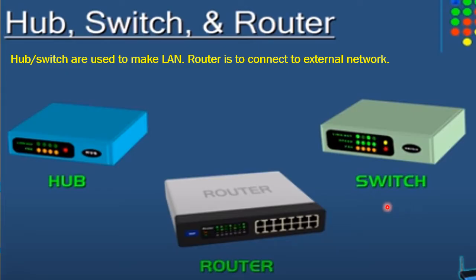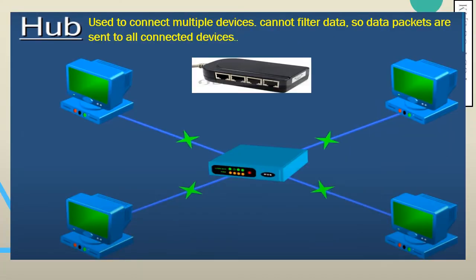Then we have three devices, hub, switch and router. Hub and switch almost function the same. They have the same functions but in a different way. Router is used to connect two different networks, whereas hub and switch are used to make networks. Now the function of hub is as a broadcaster. Hub will broadcast the message to all the devices connected.